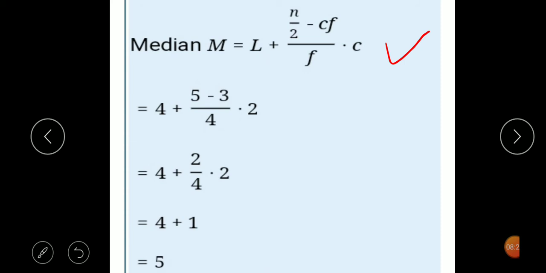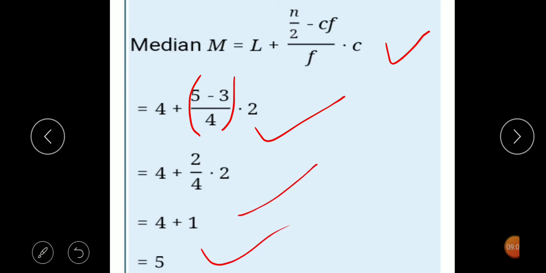Median is equal to L plus (n upon 2 minus CF) divided by f and multiplied by the class size. So lower limit was 4, plus n upon 2 is 5, minus 3, divided by 4 and multiplied by 2. In this way we put the values. Now we have to calculate this one. So 4 plus 2 upon 4 multiplied by 2, definitely it's 5. So in this way we have calculated the median.